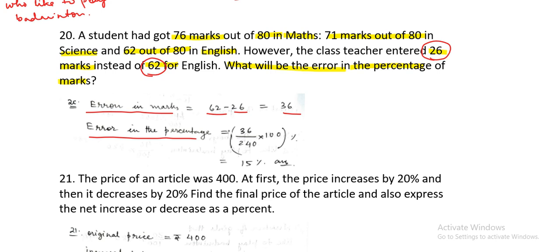Now total marks will be how much? Total marks will be 80 plus 80 plus 80. This is the maximum marks he would have scored. So 80 plus 80 plus 80 is 240, the total marks, and 36 is the error. So 36 by 240 into 100, that is 15%. This is our answer. Clear? Now let us see question number 21.